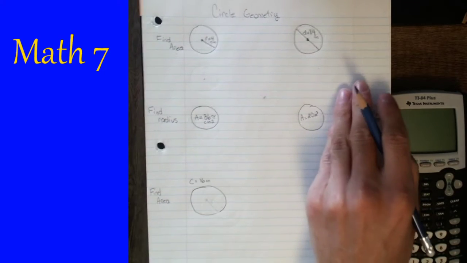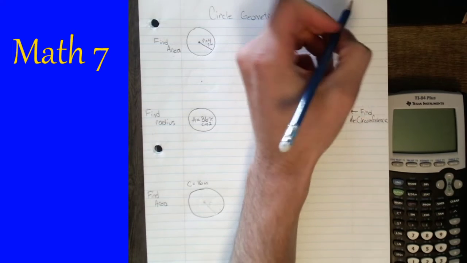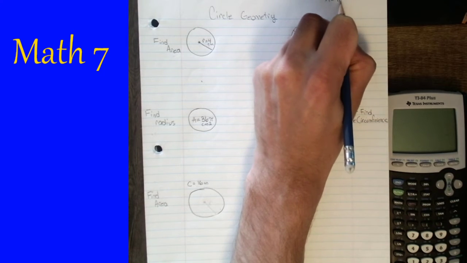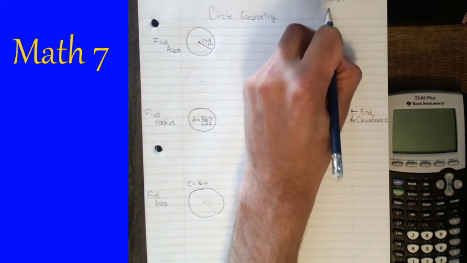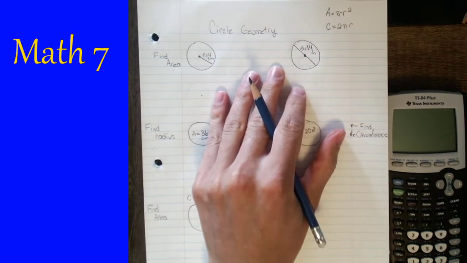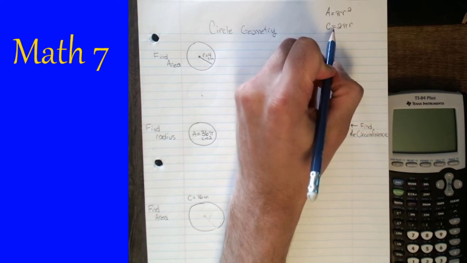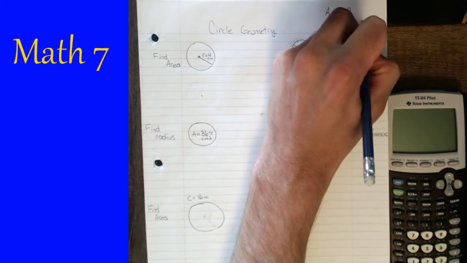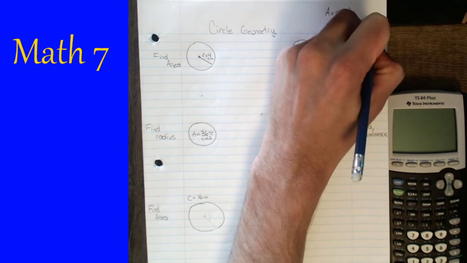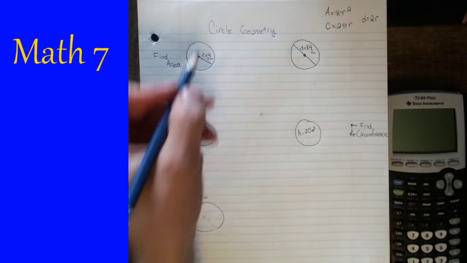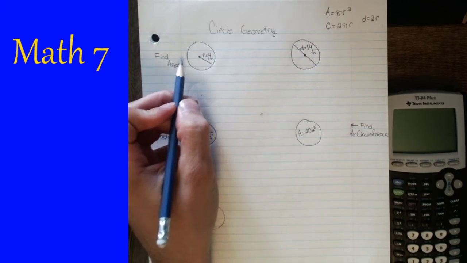One of the things I like to do, before I start any questions, is have some of the formulas that we've learned written down, like area is equal to pi r squared, circumference is 2 pi r, and diameter is twice the radius. Having those written down just helps with processing the question, I find.